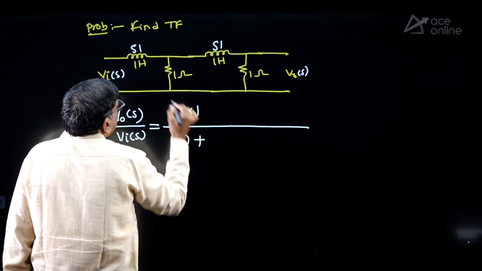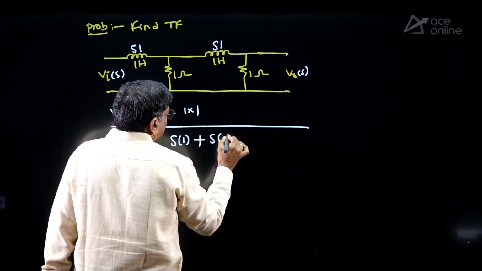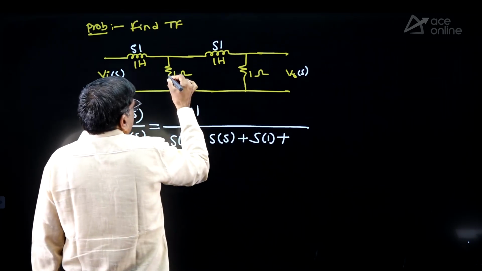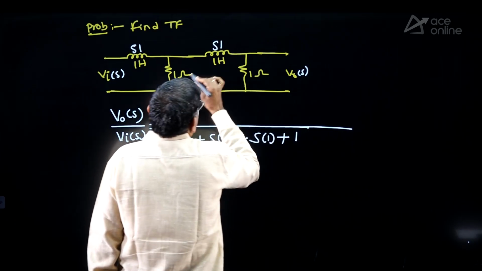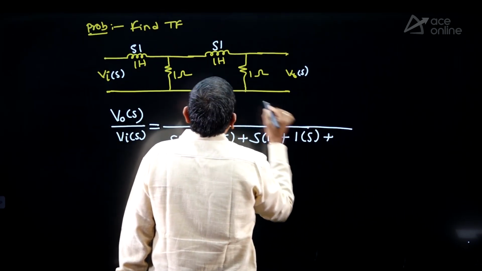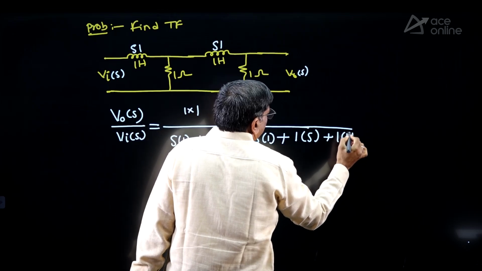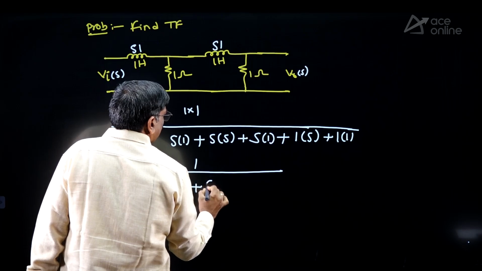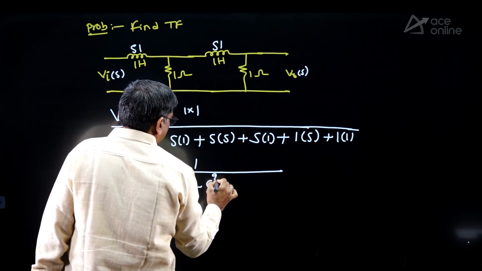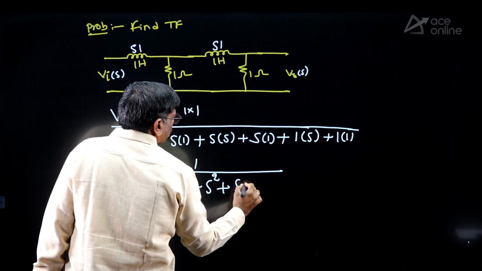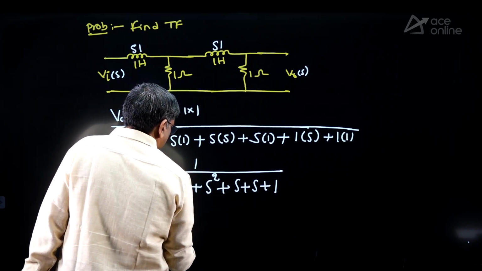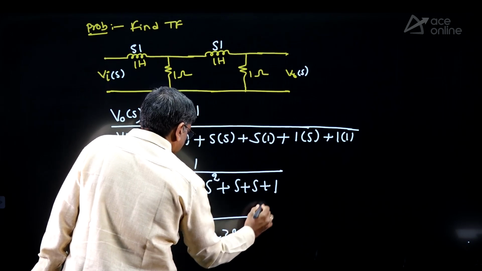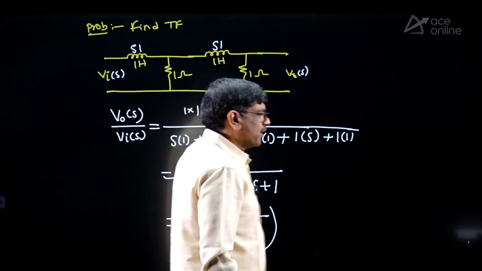Sir, I will write it. Plus Z1 with Z3 means S into S. Next Z1 with Z4 means 1. Next Z2 you take. Z2 is 1. Z2 into Z3, yes. Z2 into Z4, 1 into 1. Now solve it. Numerator is 1, denominator is S plus S square plus S plus 1. So what is the answer? 1 by S square plus 3S plus 1. Anybody got the same answer?